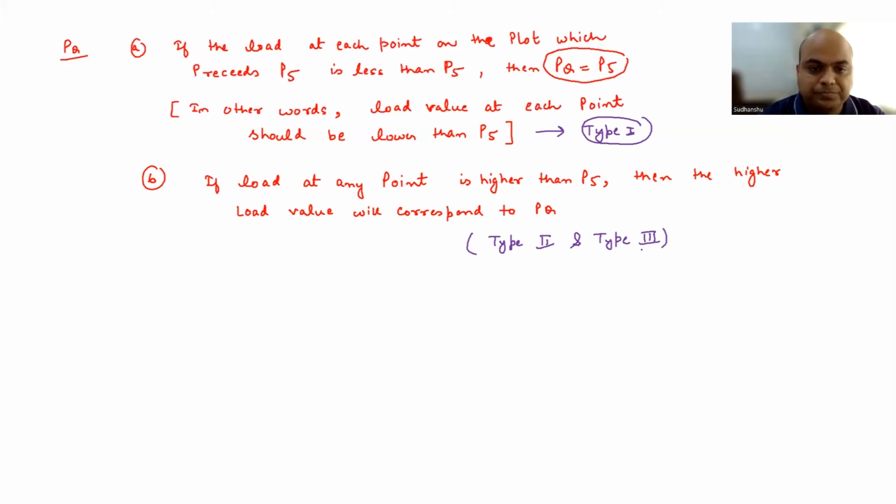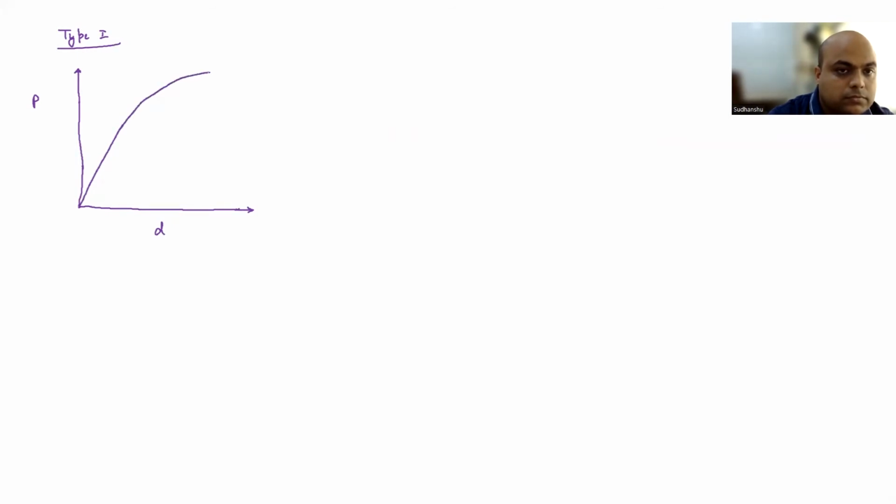So we'll do one by one. Okay? So let's do it for type 1. The type 1 plot is load versus displacement, and the plot is something like this. Now let me draw the initial slope because we have to figure out P5, right? So the initial slope is something like this. So this becomes your initial slope.